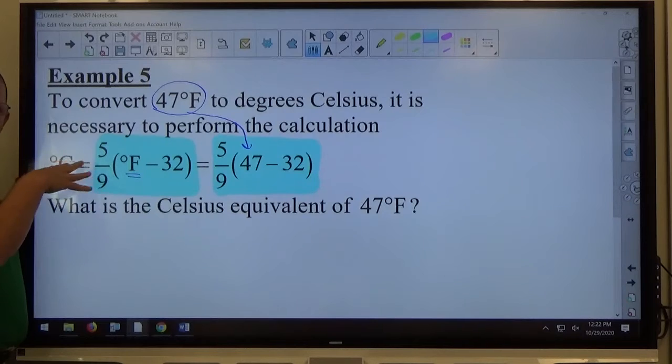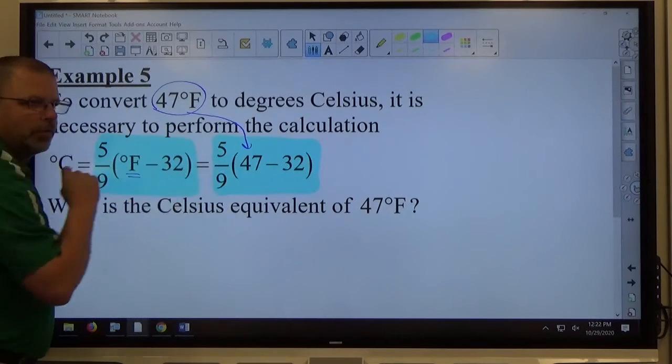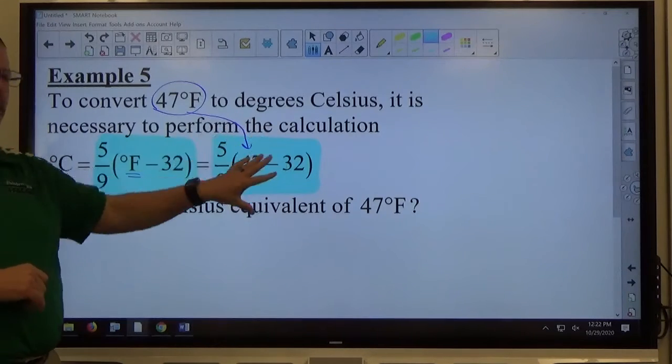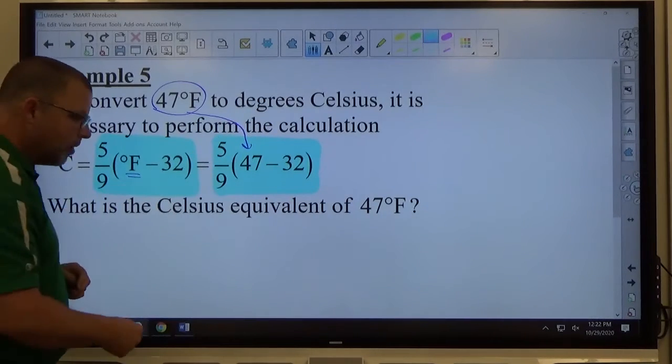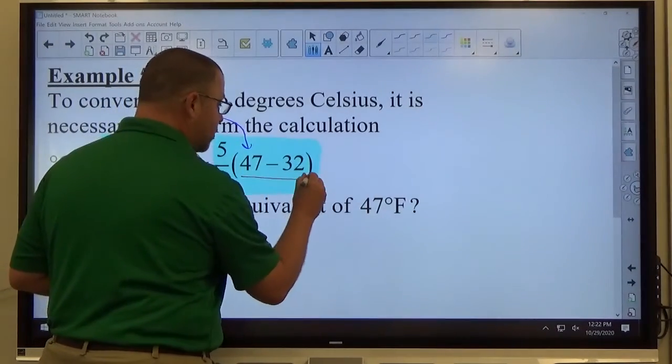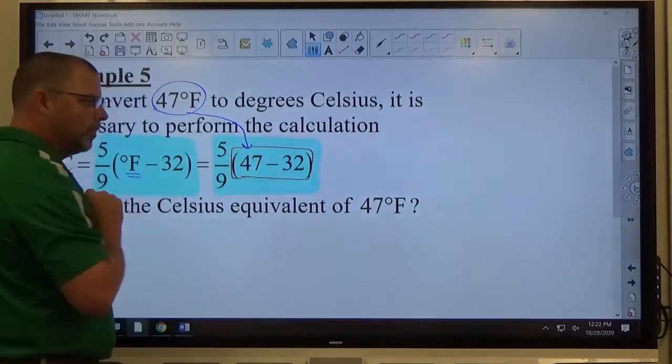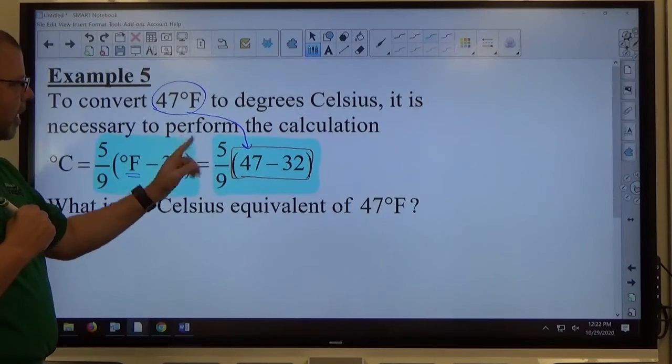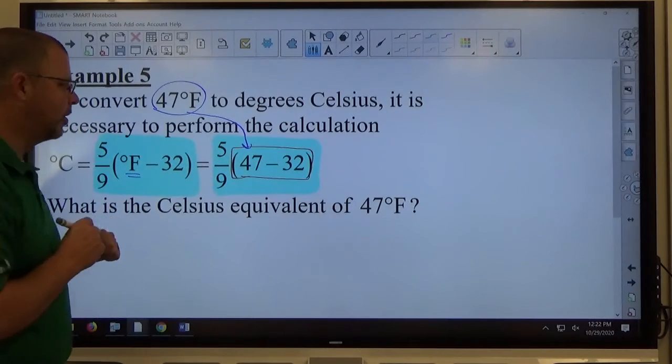So the book itself, this is a copy directly out of the book. They said this is the formula. They went ahead and substituted 47. So basically we need to evaluate this expression. Okay? There is a little bit of order of operations happening here. Specifically, order of operations, parentheses happens first. So before I do any multiplication of 5/9, I have to subtract 47 minus 32.